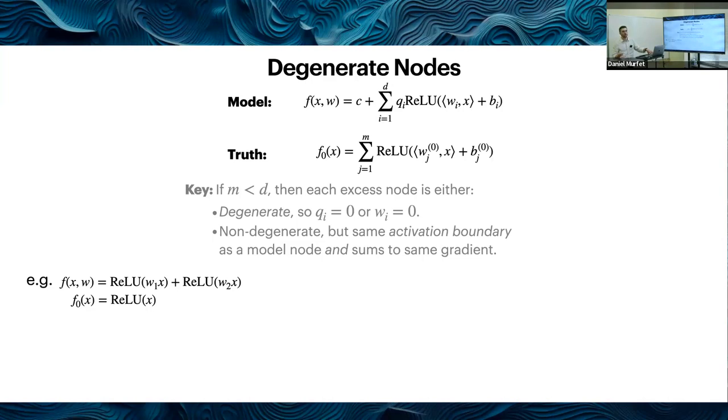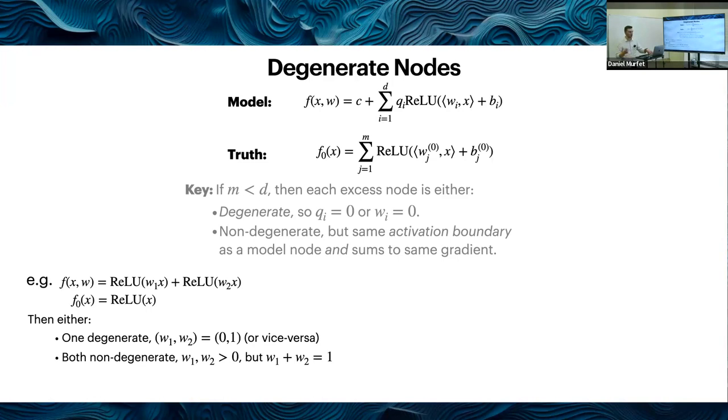We have a 1 node true network and we have 2 nodes in the model, then we either have 1 node being degenerate and 1 non-degenerate, or vice versa because of the permutation symmetry, or we could have both nodes being non-degenerate, but they have to sum to 1. And so that's just saying both of these setups produce the same function. And that to be positive?